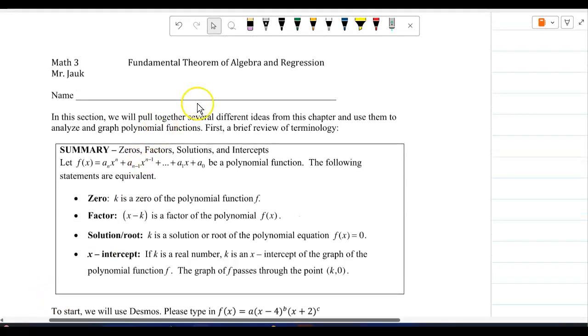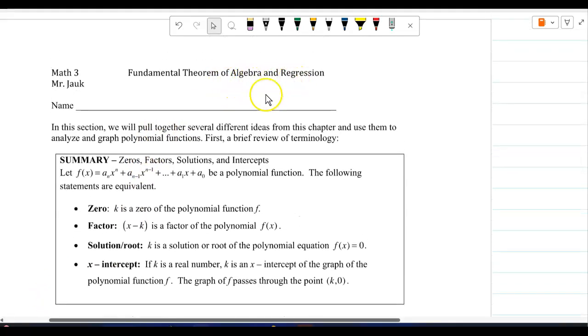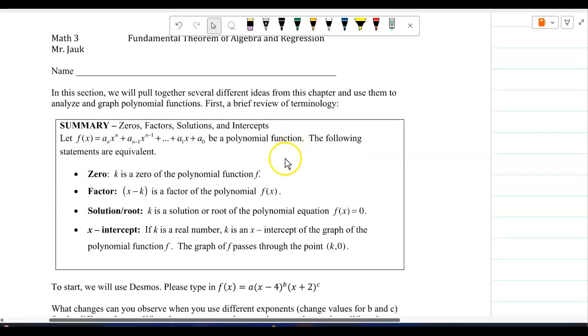Okay, so fundamental theorem of algebra and regression. In this section, we'll pull together several different ideas from this chapter and use them to analyze and graph polynomial functions. First, a brief review of terminology. Again, they're revising it. Some summary: zeros, factors, solutions, and intercepts.